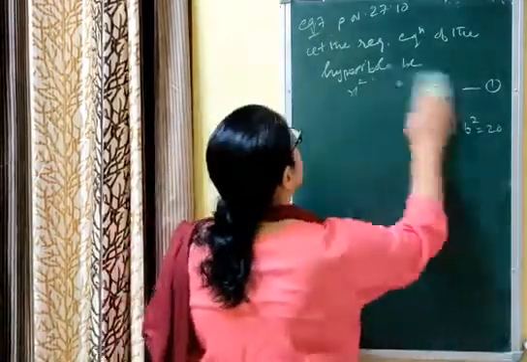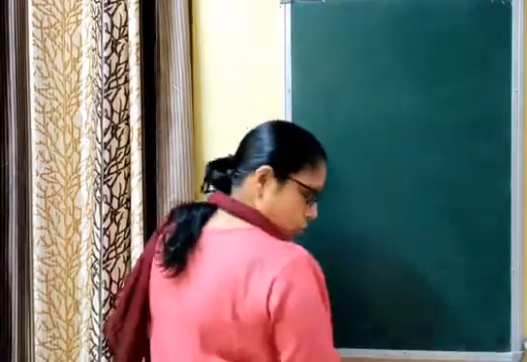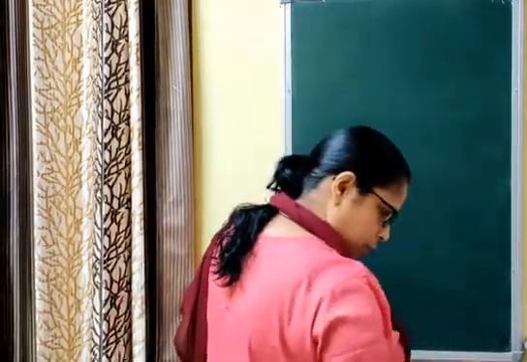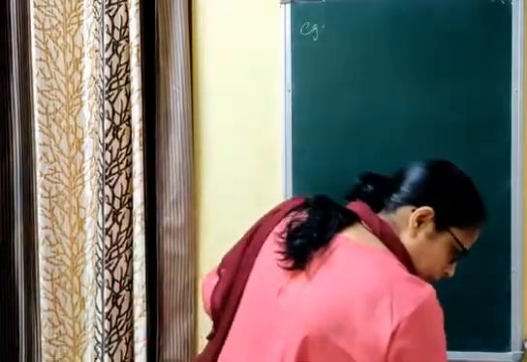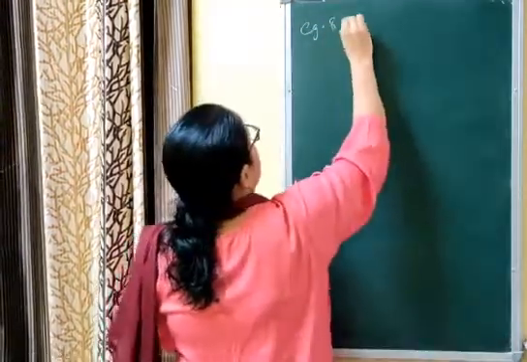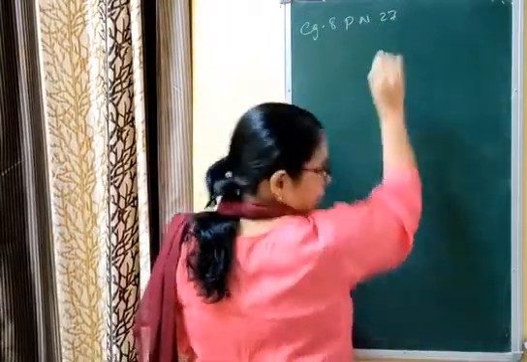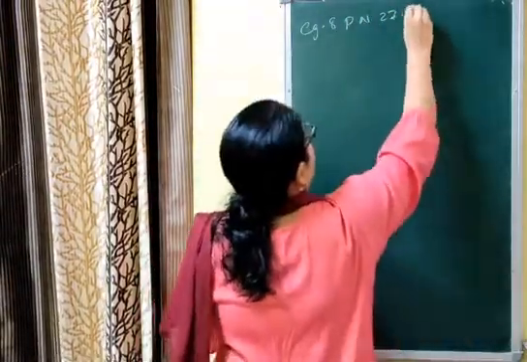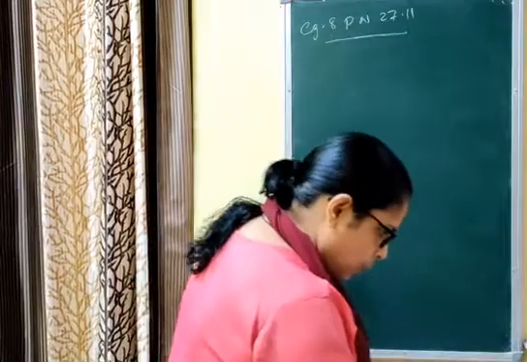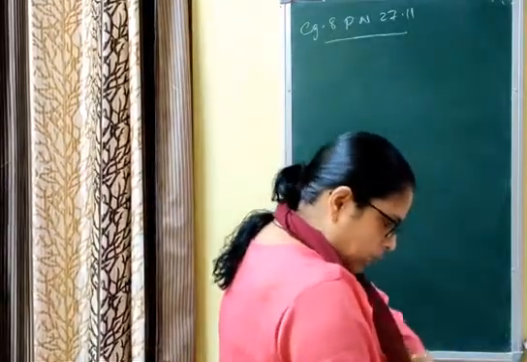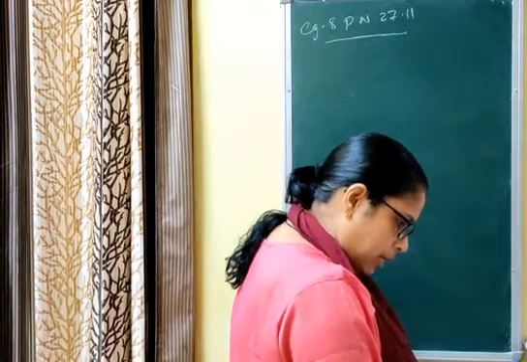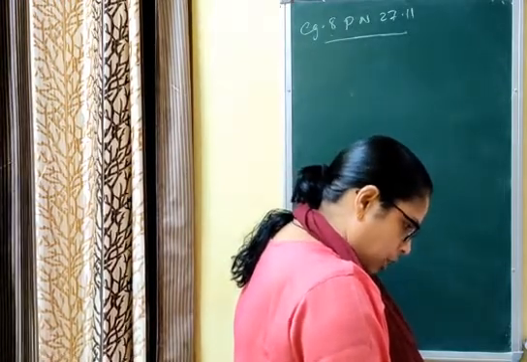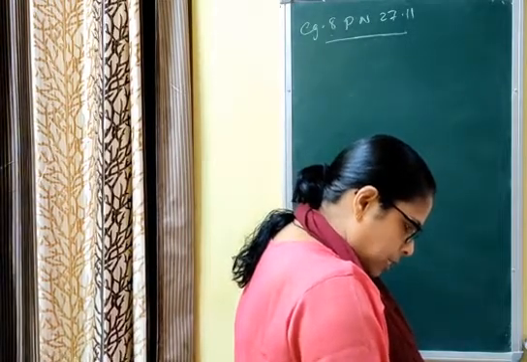Now the next question. All questions you have to do 2-3 times, otherwise you will get confused. The next example is example 8, page number 27.11. I am reading the question. This question is also important. The foci of a hyperbola coincide with the foci of the ellipse x square by 25 plus y square by 9 equal to 1. Find the equation of the hyperbola whose eccentricity is 2.